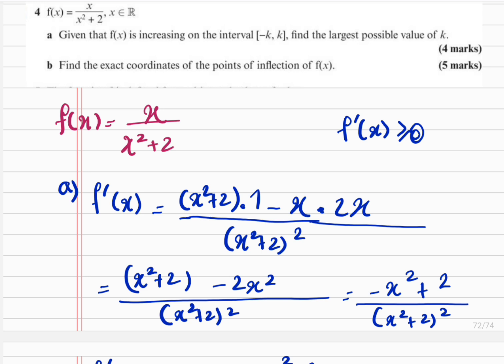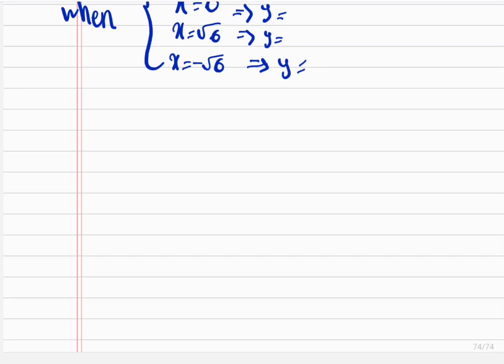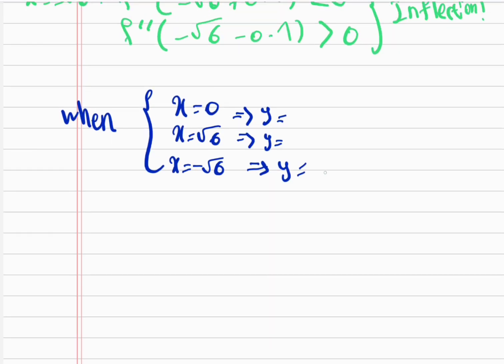And then when x is equal to root 6, it's going to be root 6 over root 6 squared plus 2, which is just 8. So that's root 6 over 8. And then when it's minus root 6, it's just going to be minus root 6 over 8. So here is minus root 6 over 8, here is root 6 over 8, and here is 0. So these three are the points of inflection of f of x.